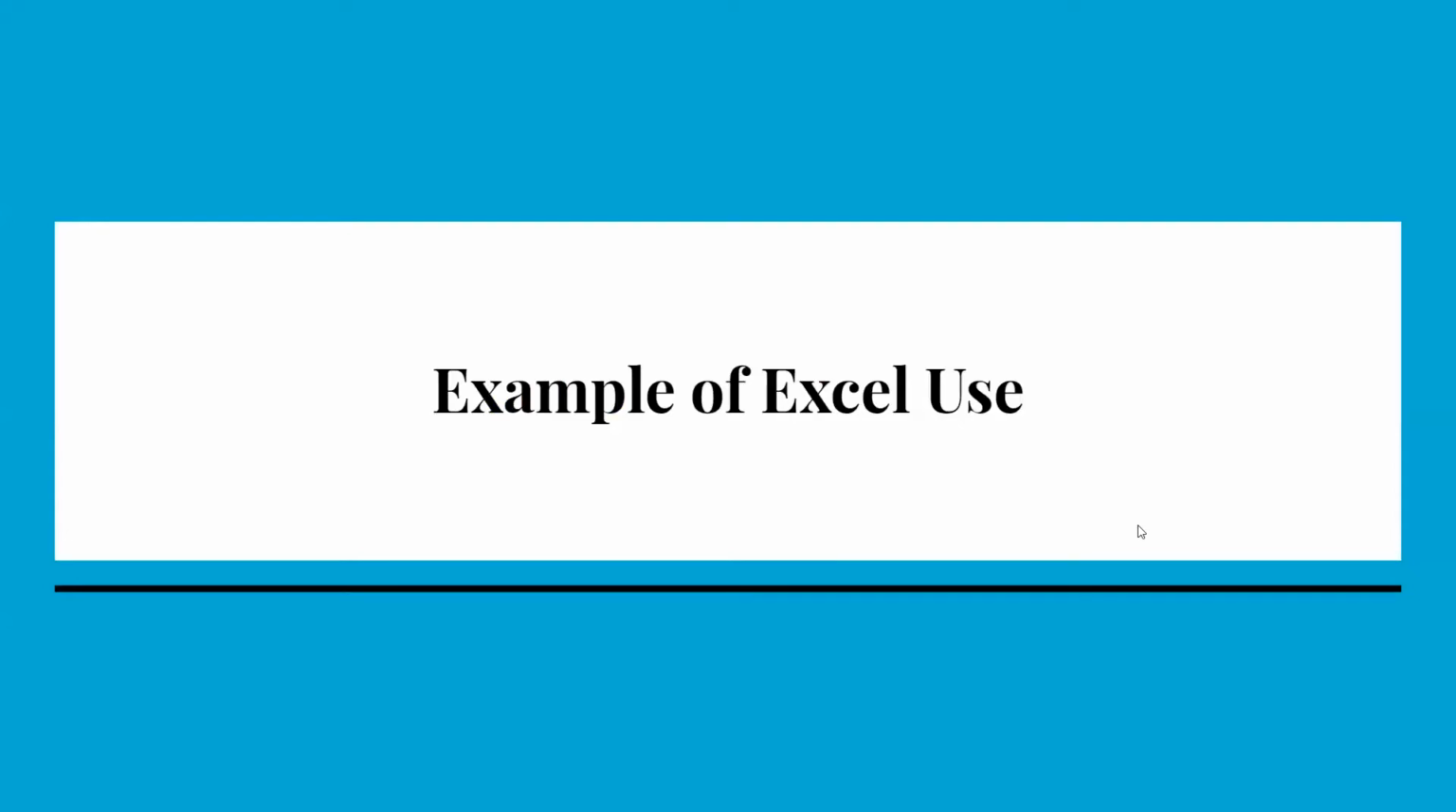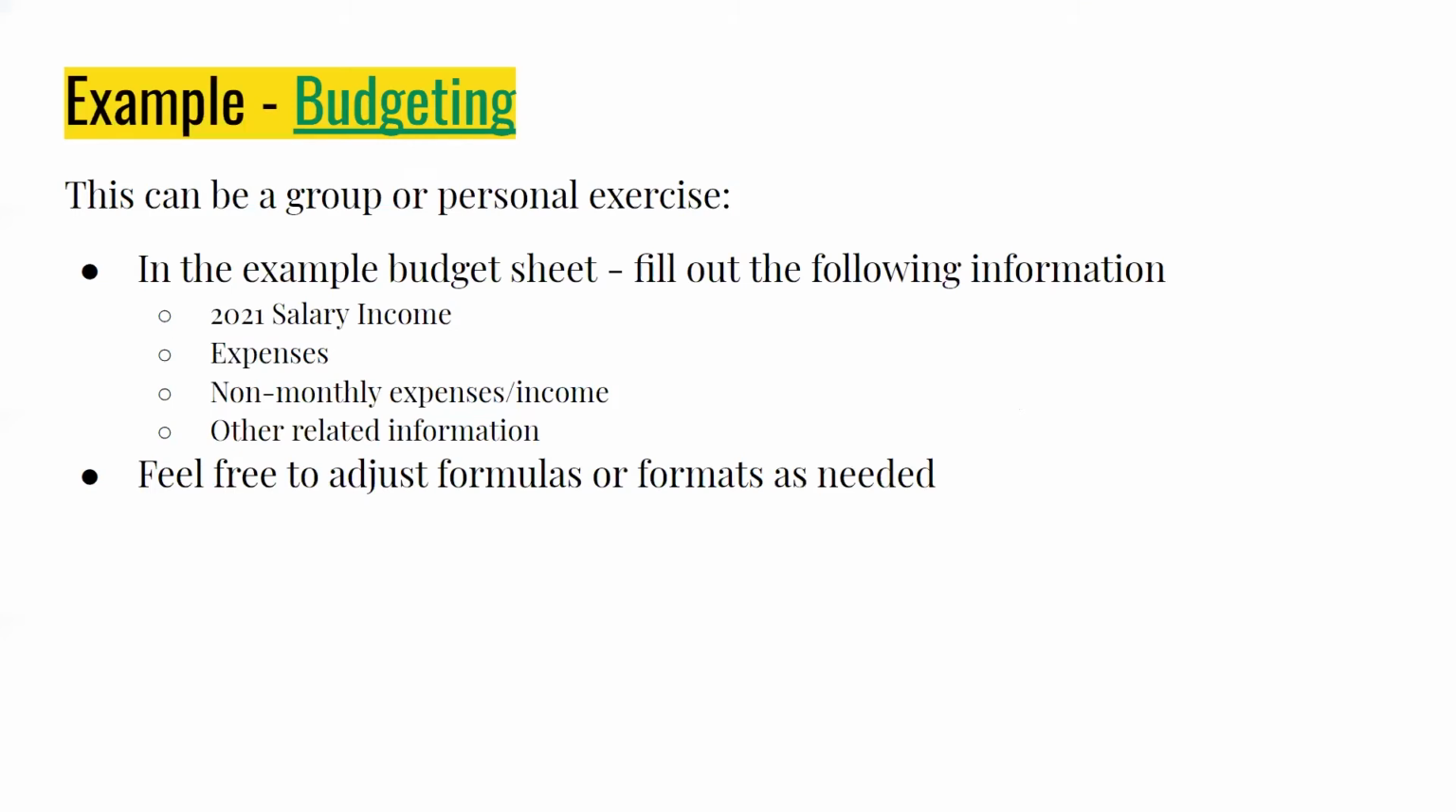Okay, let's go over an example of an Excel use. So let's go over a simple budgeting exercise. This can be a group or personal exercise. In the example budget, I'd like you to fill out the following information: your 2021 salary income, expenses that you have, non-monthly expenses and income, and other related information. And this doesn't have to be actual real life information. You can make things up just to see how this works.